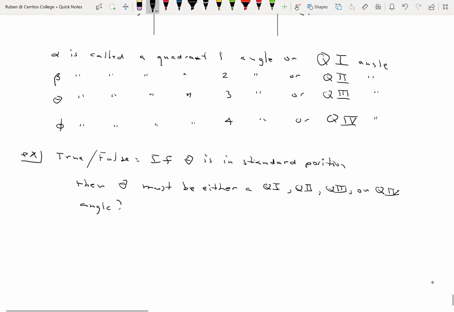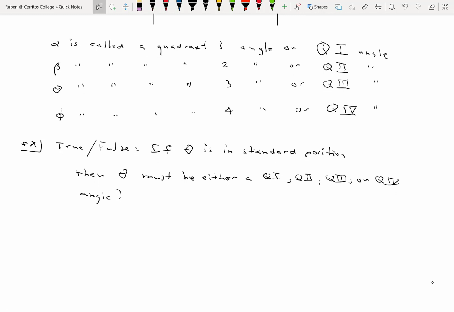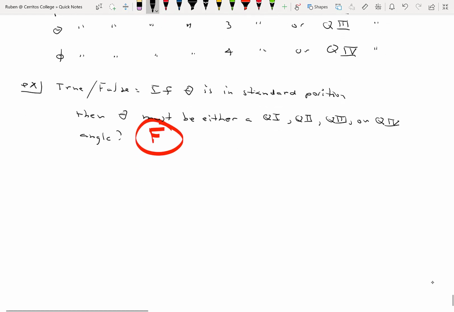Very often when I mention this true or false question in class, I hear a resounding wrong answer, and the answer is false. Absolutely false. If you didn't see why, here's an angle. I'm going to draw an angle. We'll call it beta. The terminal side of beta does not lie in quadrant 1, 2, 3, or 4. The terminal side lies on an axis.